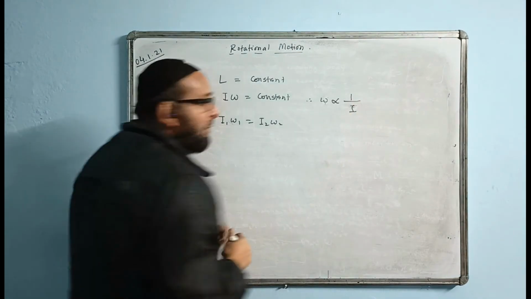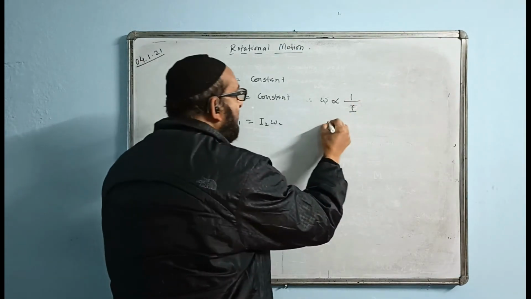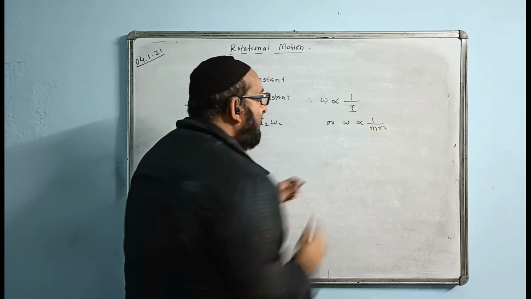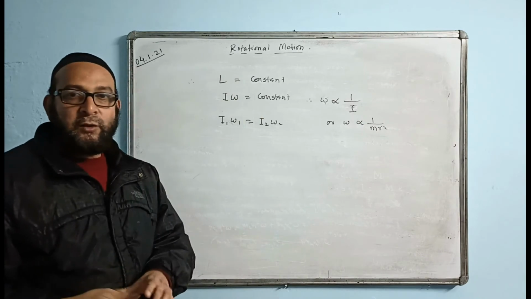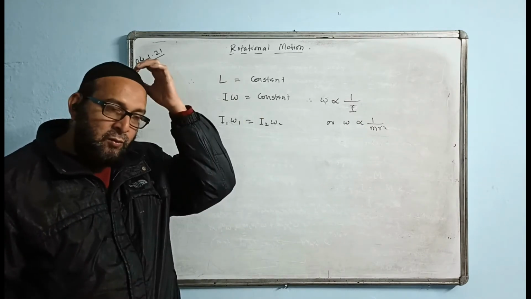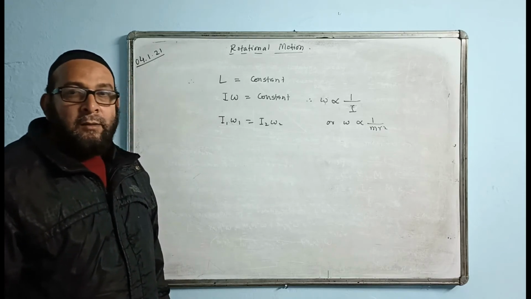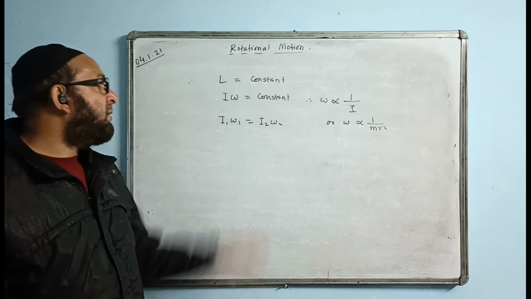Proportional to I. Or we can write here omega is inversely proportional to mr square. Roughly, the moment of inertia formula is mr square, mass into the distance square.